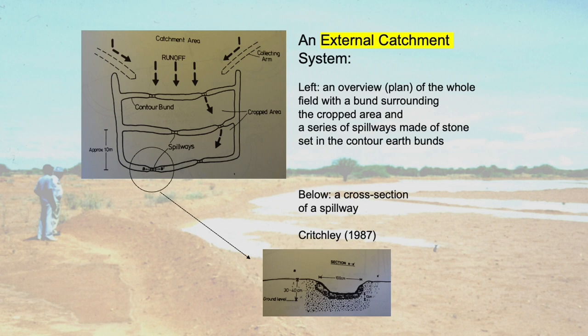In external catchment systems, water from a catchment outside a field is captured and held in one planting area. In many examples, there are spillways for excess water in the bottom bund. And even in cross-slope bunds within the fields, these help to spread the water better.